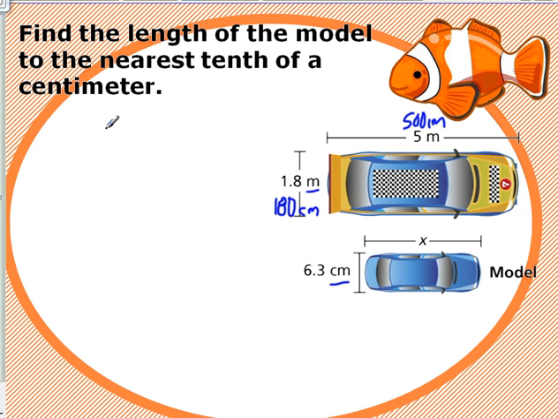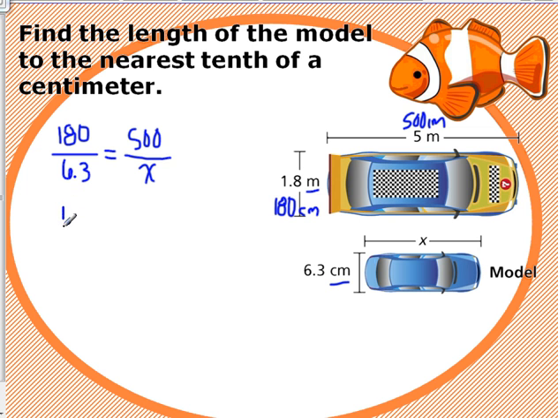Now we're going to set up our proportion. Sorry about that. We're going to have 180 over, comparing it to the other length, 6.3, equals 500 over x. If you notice, I kept my actual car on top and my model on bottom, and I kept my widths compared and my lengths compared.